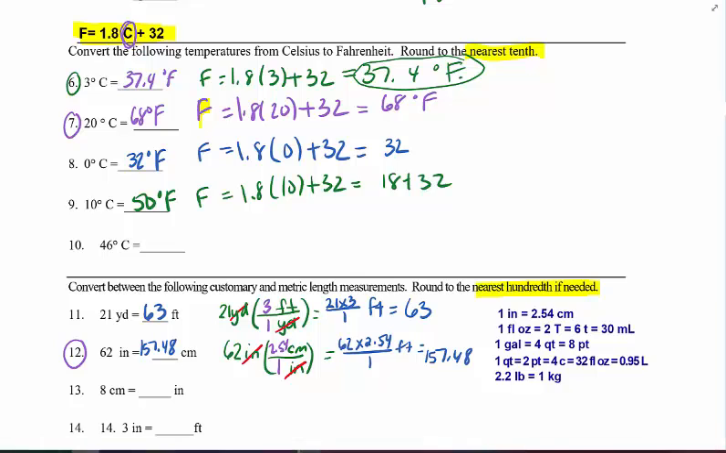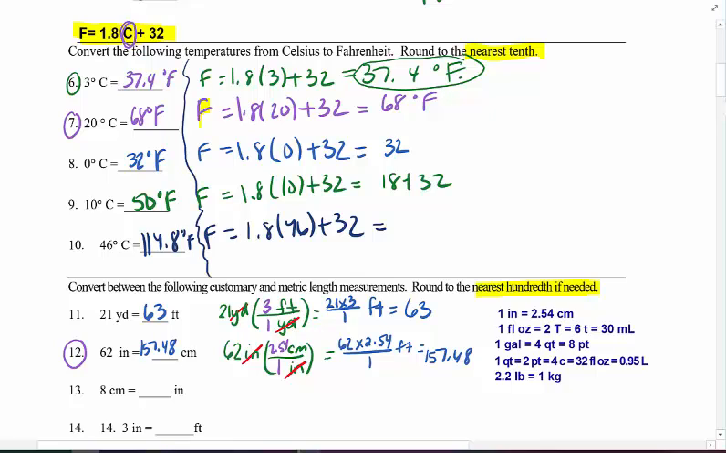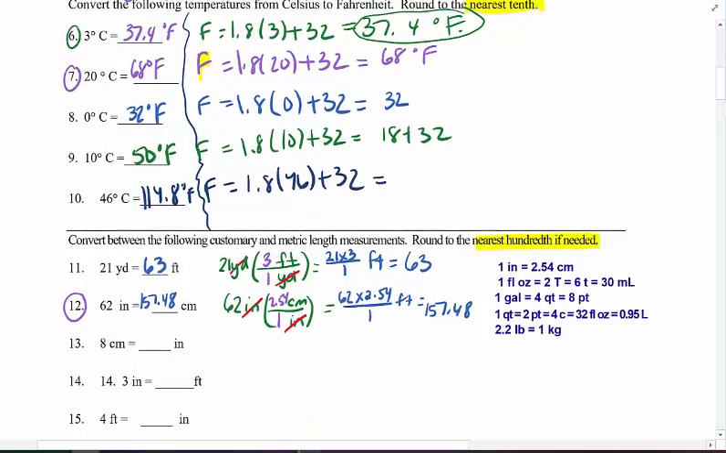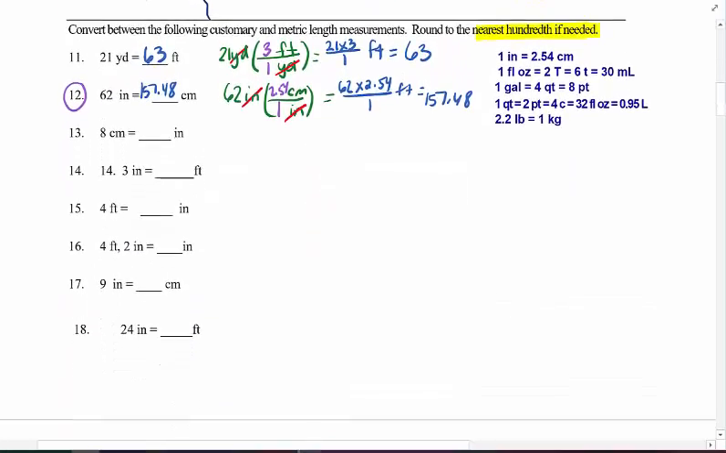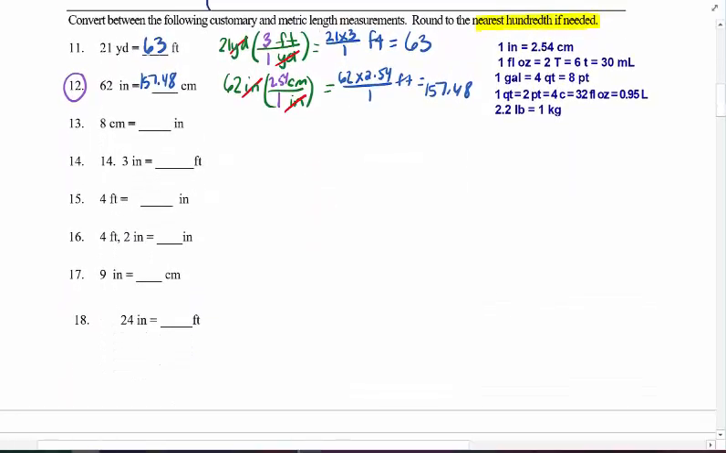So one more for this section. We have Fahrenheit equals 1.8 times 46 degrees plus 32. Again, let your calculator do that for you and double check. So we should get 114.8 degrees Fahrenheit. Not hard, just easy to make mistakes on. So let's go down and finish this next section. We are rounding to the nearest hundredths.